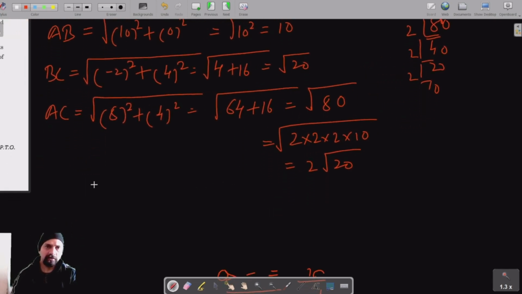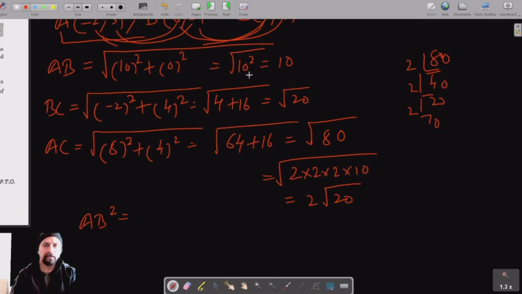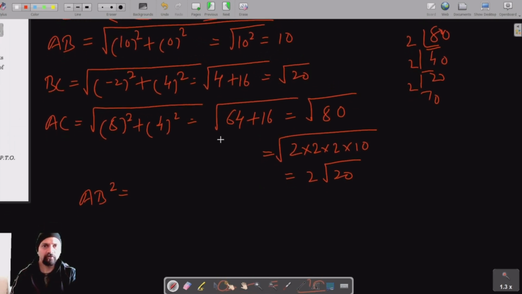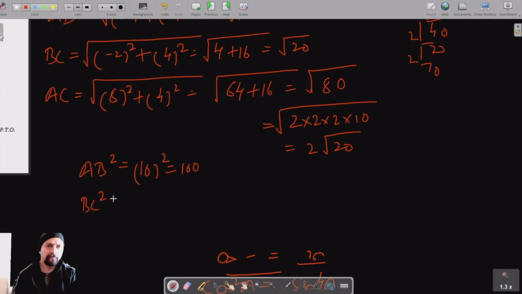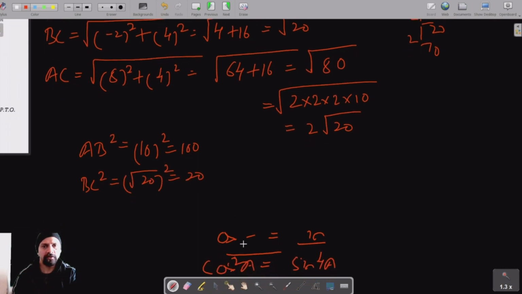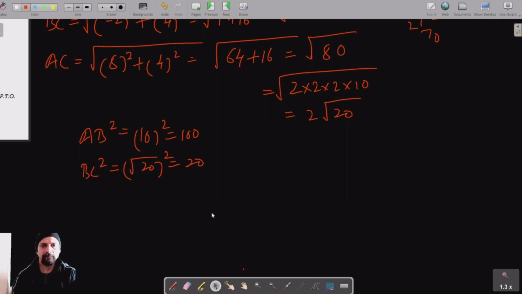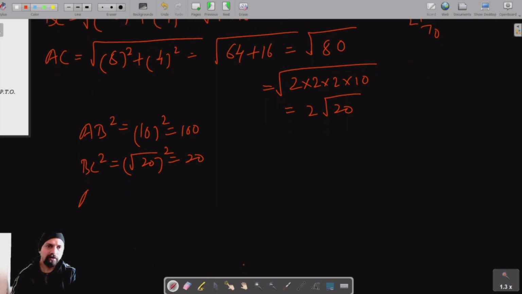Now let's get the square of all the sides. So AB square is equal to 10 square, which is 100, and BC square is equal to root 20 square, which is 20. And let's find out AC. So AC square is equal to 2 under root 20 the whole square, which is 80.